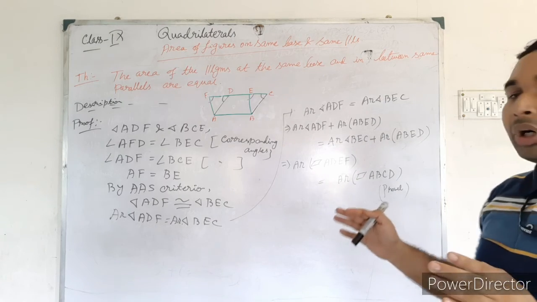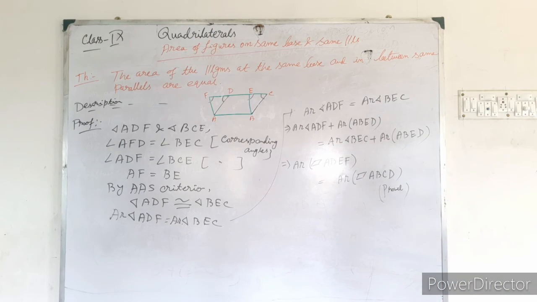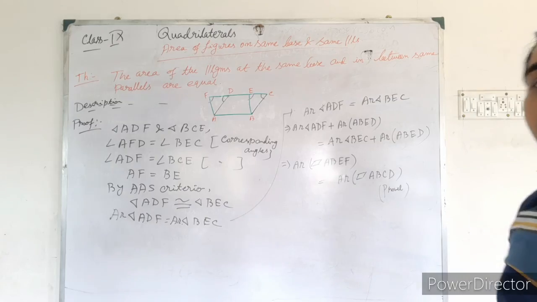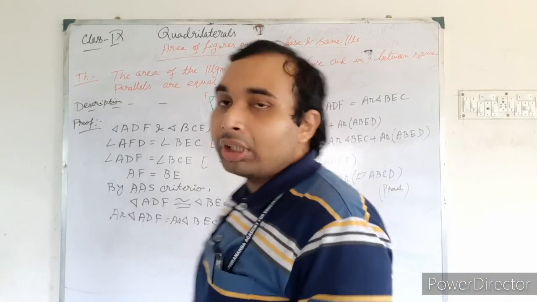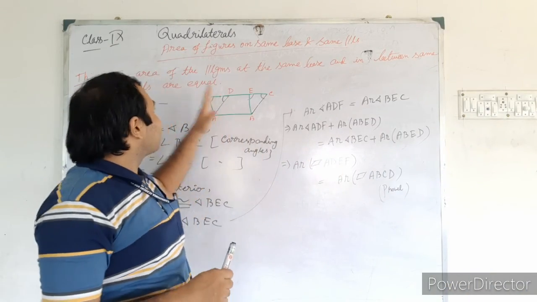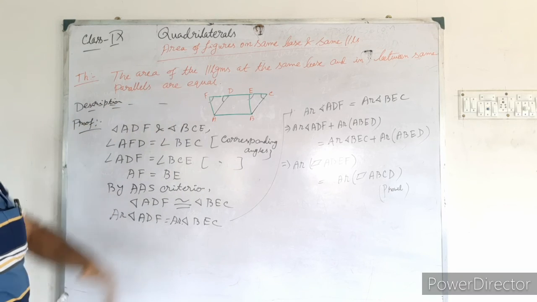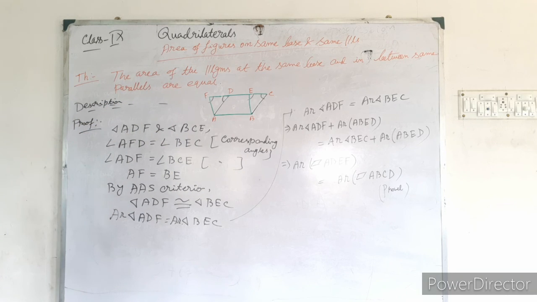So this is one theorem, and one of the most important theorems of this chapter on quadrilaterals: the areas of parallelograms at the same base and in between the same parallels are equal. Some important uses and applications are there; we will do them gradually. So today up to this, thank you students.